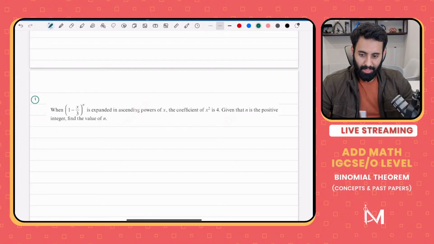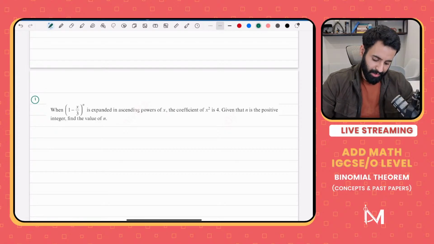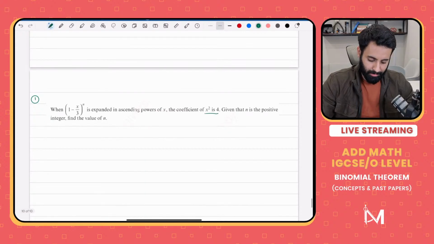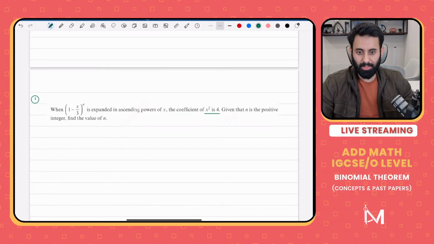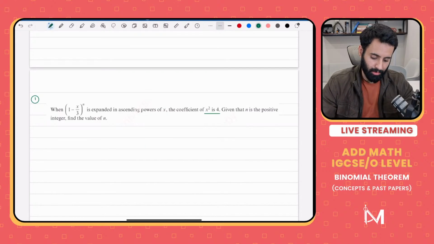So it says, given that when 1 minus x upon 3 to the power n is expanded in ascending powers of x, the coefficient of x squared is 4. So what's the value of r that will give us the coefficient of x squared?